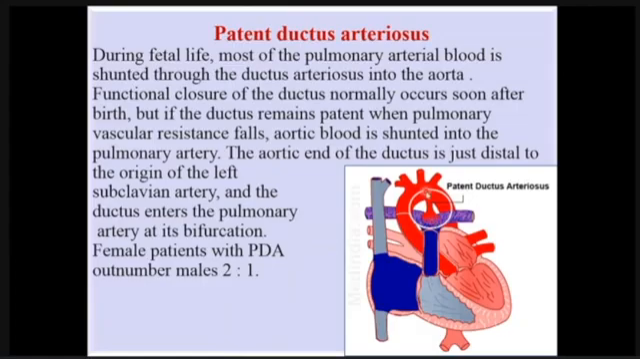Anatomically speaking, the proximal end, or the aortic end, of the ductus is located just opposite to the origin of the left subclavian artery. And the pulmonary end of the ductus arteriosus is located just at the bifurcation of the pulmonary arteries. Epidemiologically speaking, it is more common in females than in males, in a ratio of 2 to 1, the same as the ISD. So ISD and PDA are more common in females than in males.